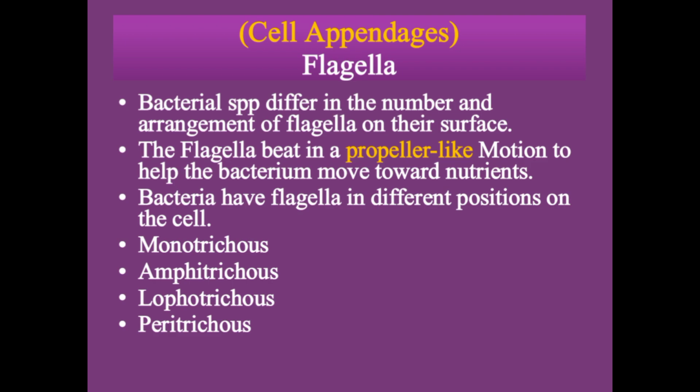Next one is cell appendages, which contain flagella, pili and fimbriae. First one is flagella. Bacterial species differ in the number and arrangement of the flagella on their surfaces. The flagella beat in a propeller-like motion to help the bacterium move towards nutrients, away from toxic chemicals, and towards light, as in photosynthetic cyanobacteria. Bacteria may have one, a few or many flagella in different positions on their cell wall. First is monotrichous, a single flagellum; amphitrichous, a flagellum at each end; lophotrichous, clusters of flagella at the ends of the cell; peritrichous, flagella distributed over the entire surface of the cell.